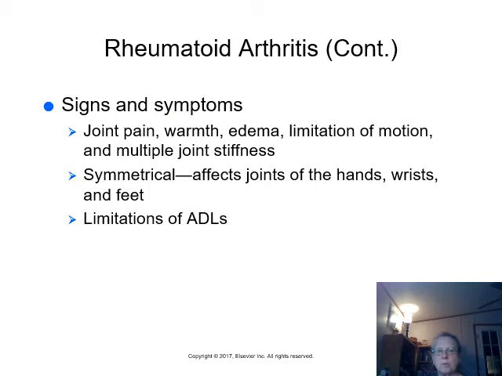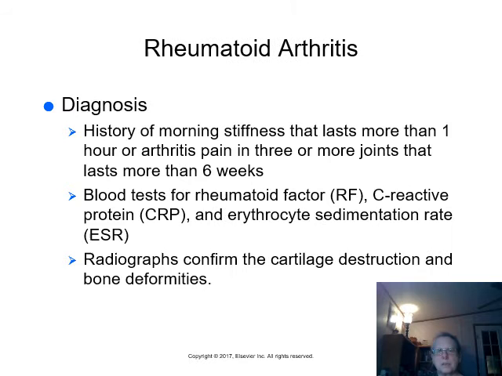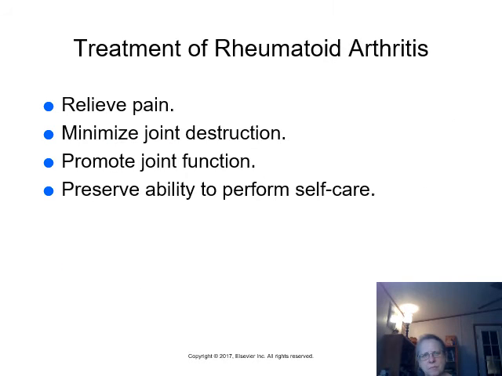Signs and symptoms: joint pain, warmth, edema, limitation of motion. It is symmetrical, so it affects both hands and feet. It has more systemic issues and definitely limited ADLs. Diagnosis: joint pain for more than 6 weeks. Blood tests include rheumatoid factor, C-reactive protein, and erythrocyte sedimentation rate, which all look at inflammation within the body. X-rays confirm cartilage destruction and deformities.